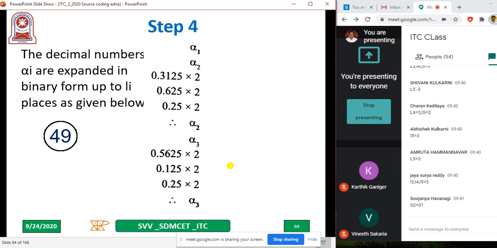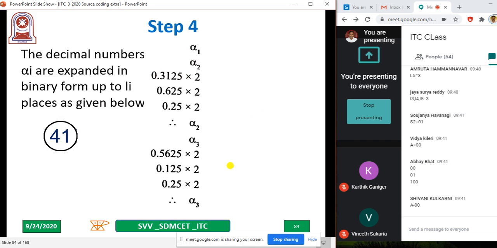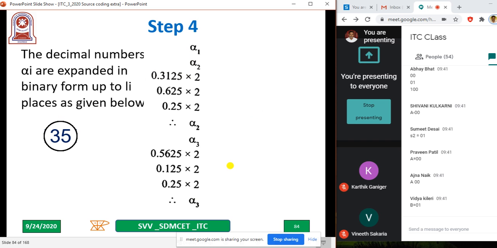At least alpha 1 you can type within a second. Very good, Vidya. A equal to 0, 0. Very good. Abhay Bhatt has done 0, 0, 0, 1, 1, 0, 0. Vidya done B equal to 0, 1. Saujanya done B equal to 0, 1. Is it S1, S2 or A, B, C, D? Check it. If it is S1, S2, give S1, S2 only. If it is A, B, C, D, give A, B, C, D.